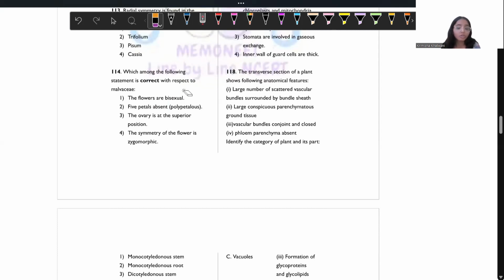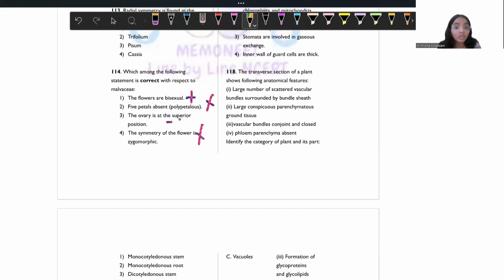So options 1, 2, and 4 are incorrect. Why? Because they can be both unisexual and bisexual, that's why it's incorrect. They have 5 petals, and it is saying they do not have. And it is actinomorphic, but they have said it is zygomorphic. So that's wrong. The ovary is superior. Now I'll tell you an easy way to solve this.